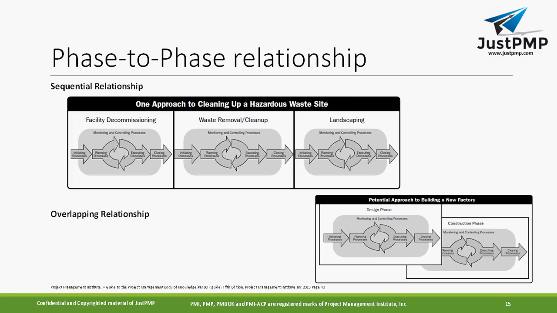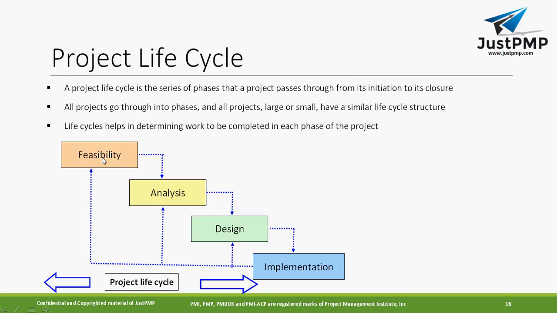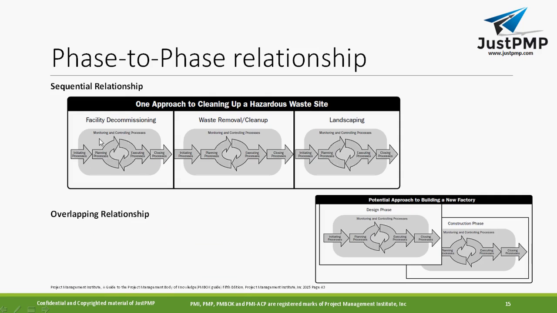The face-to-face relationship: during the project life cycle, how the project gets executed and what the relationships are. So in the sequential relationship, take one approach to clean up a hazardous waste site. It is a big task, and you can break this project down into some smaller projects. A facility decommissioning will become one project, because you first have to close down and remove the facility. For that, you can have one project where you do the initiation, planning, executing, closing. So this can be one project.